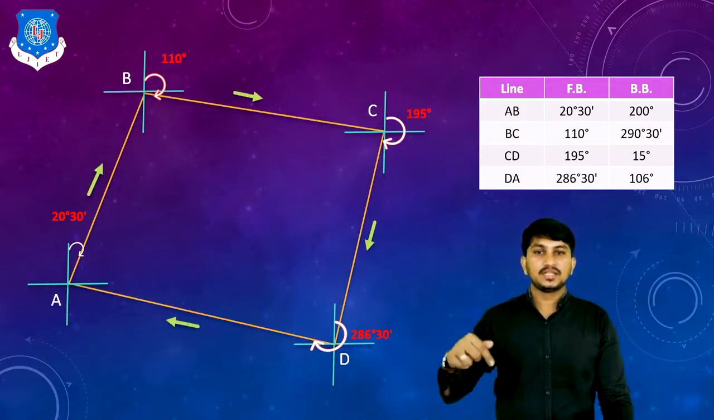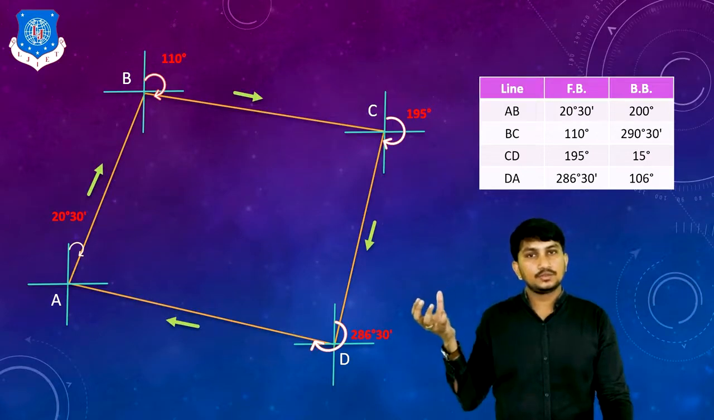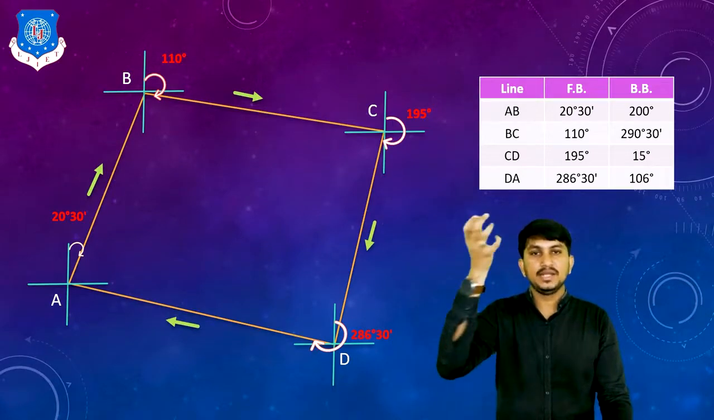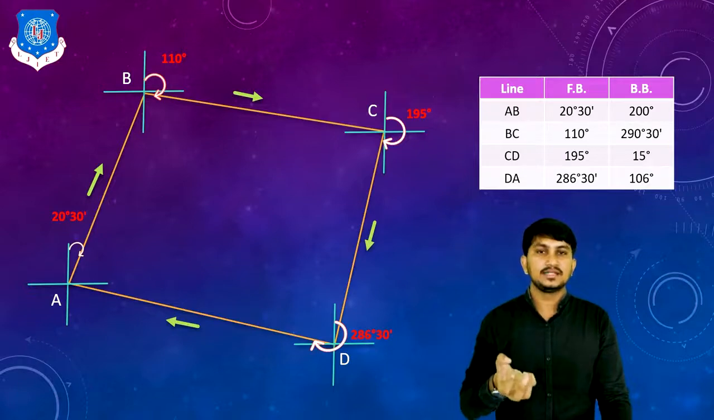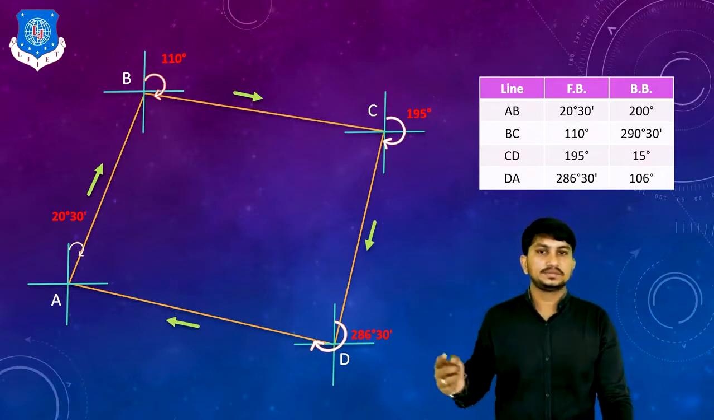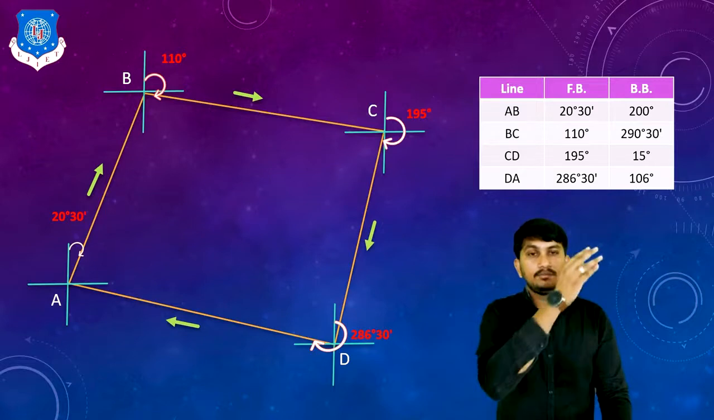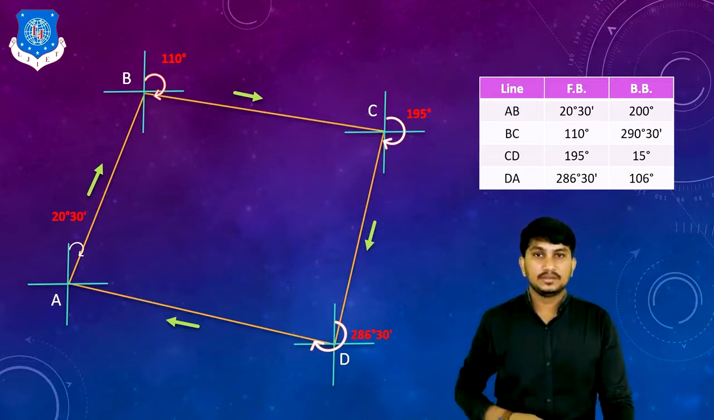Okay, this is the direction of the survey. First, we will put our compass at station A, then station B, then station C, and then station D. And lastly, we will come back to station A. This is the direction of the survey. After this, we can check our traverse by drawing back bearings of each line.